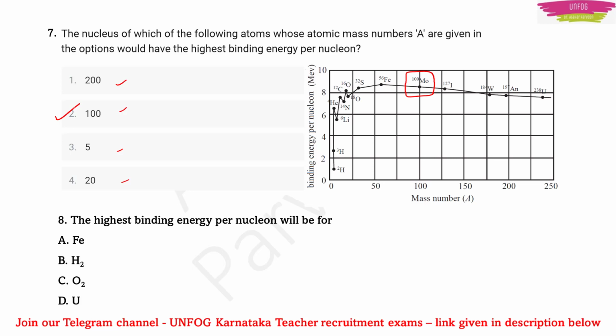Next question: the highest binding energy per nucleon will be for. So wherever iron is there, don't worry. Just take the correct answer as iron only, because highest binding energy is for iron only. Whatever the other options are, you don't see. Even uranium, you don't see, because if you see the graph, uranium is having less binding energy per nucleon when compared to iron, right? So iron is the correct answer. In fact, iron is the one atom which is having the highest binding energy among all. Okay.